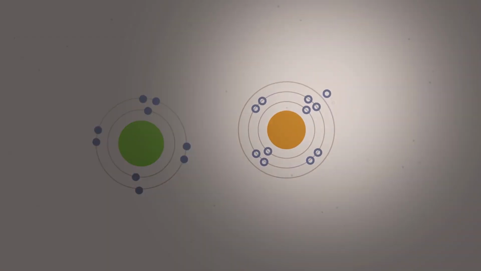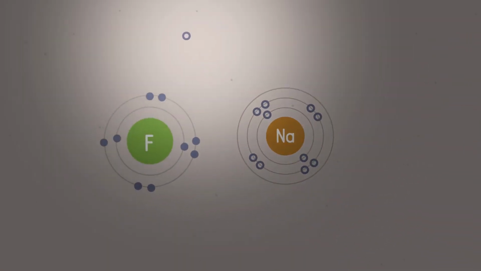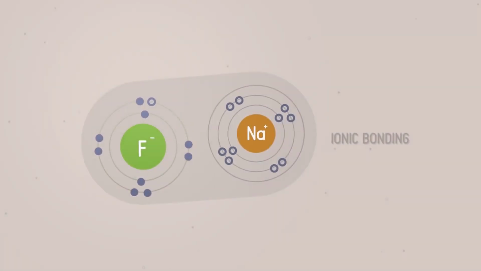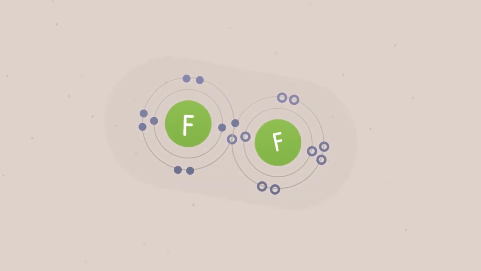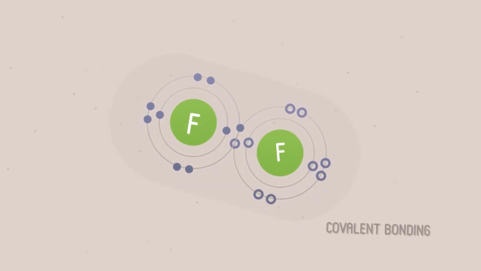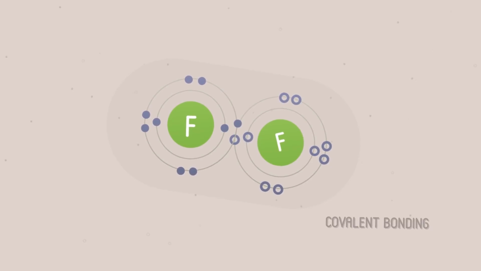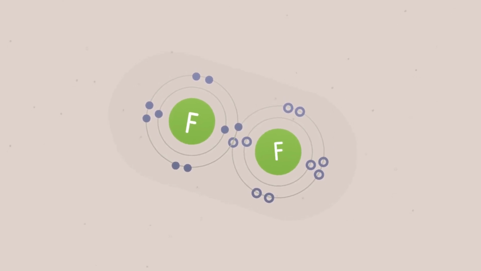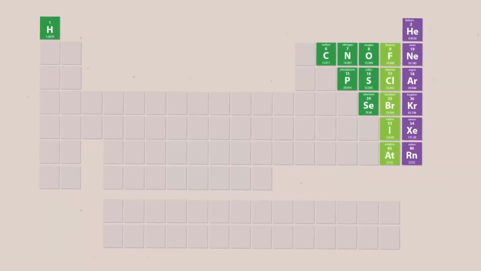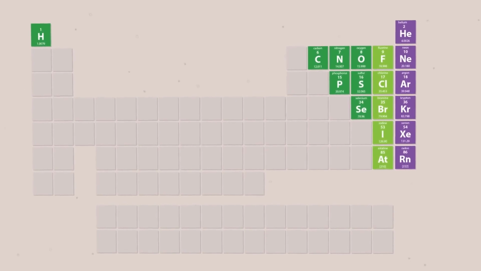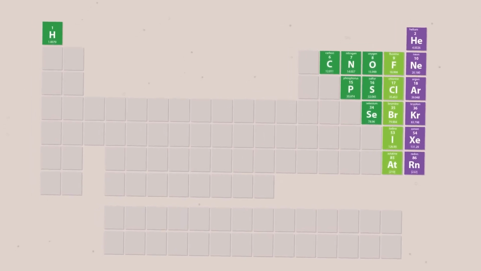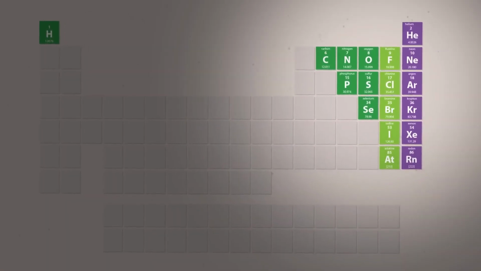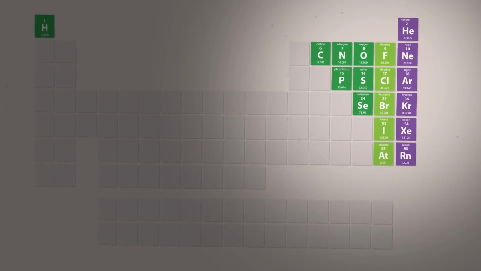When very different atoms react, like metals and nonmetals, they normally swap electrons. This is ionic bonding. When similar atoms react, like nonmetals combining with other nonmetals, they share electrons. This is a covalent bond. Nonmetals are found on the right-hand side and upper part of the periodic table. Some common nonmetals are carbon, nitrogen, oxygen, and the halides.